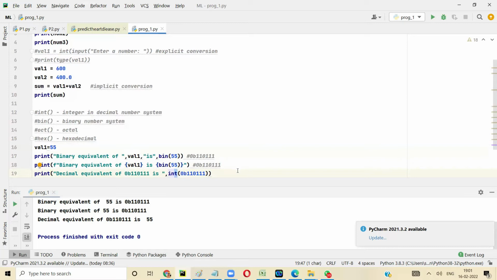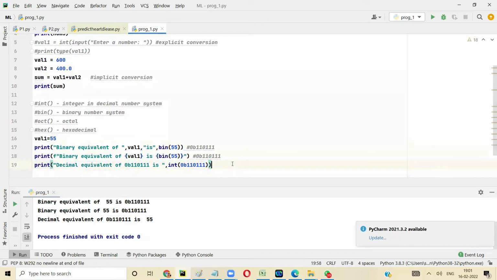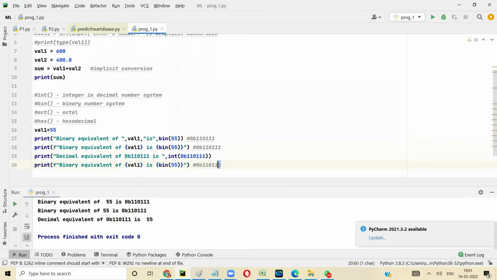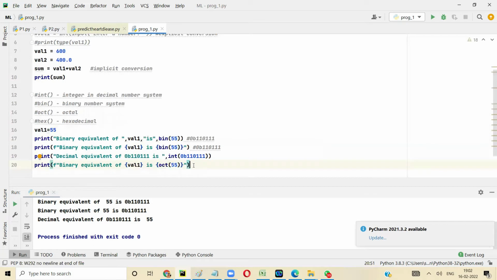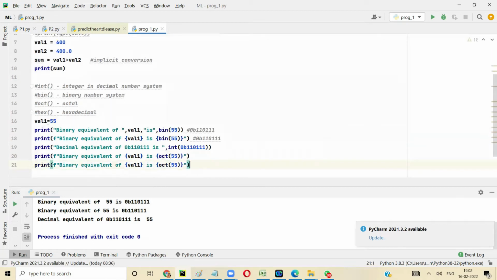Okay. So this is how you can convert into binary and integer. To convert to octal, you can do oct of 55. To convert to hexadecimal, you can do hex of.